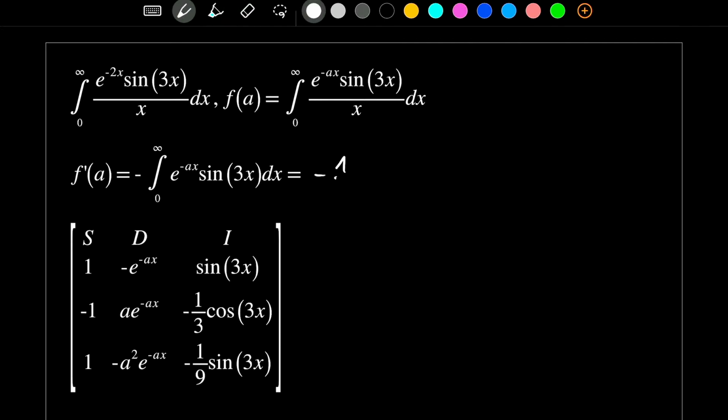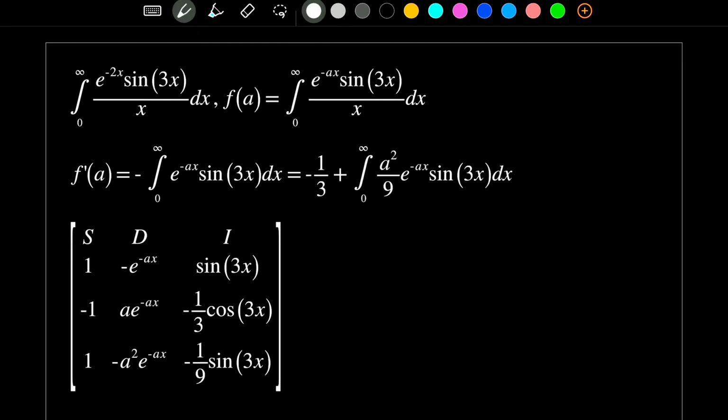So we're going to get minus 1/3, and then we still need to write down our entire integral. So again, we read this horizontally like this. We're going to get the integral from 0 to infinity. Again, two minus signs cancel, so we're going to get a plus of a squared over 9 times e to the power of minus ax times sine of 3x dx. Now let's just take this constant out real quick.